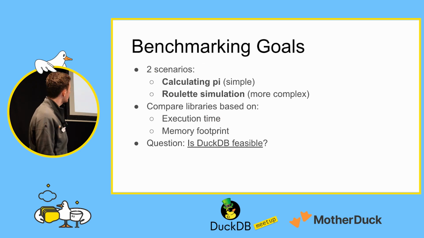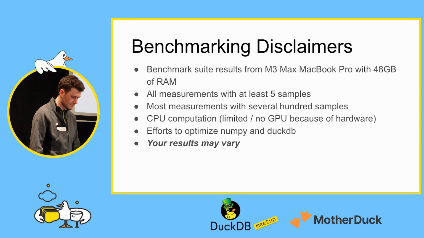Okay, so how are we going to do this benchmark? We're gonna do some situations. When you Google it, the example is always to calculate pi, so we're gonna do that, and then we're also gonna simulate the expected values from playing roulette in a casino. We're gonna compare libraries based on their execution time and memory footprint, and our question is not to measure these things directly against each other. It's just to see, is DuckDB viable?